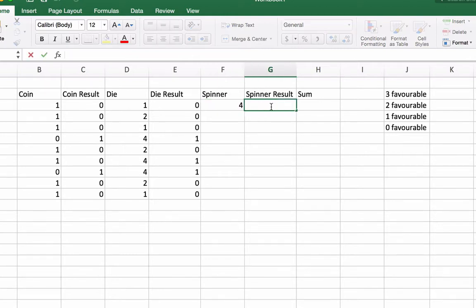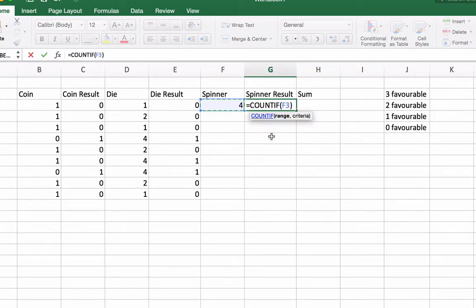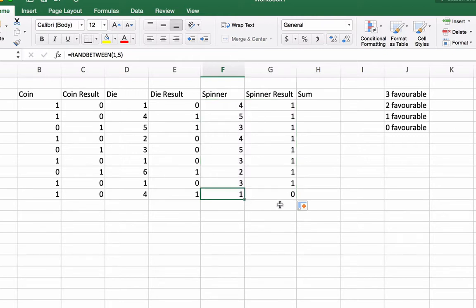So for the spinner result, I'm going to say equals COUNTIF, cell F3, and again, is greater than 1. And copy this down to make sure it's working. So wherever we see a 1, we should see a spinner result of 0. And so you can see right here, the last one, spinner of 1 results in spinner result of 0.